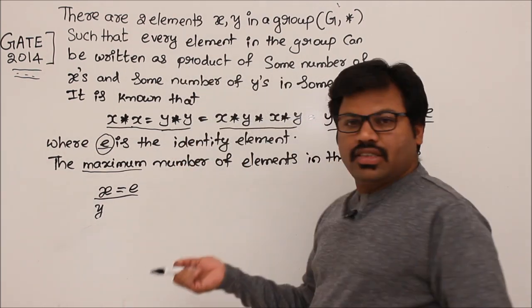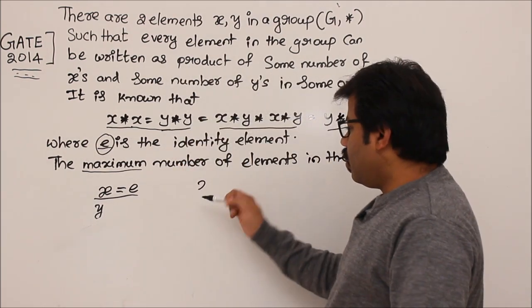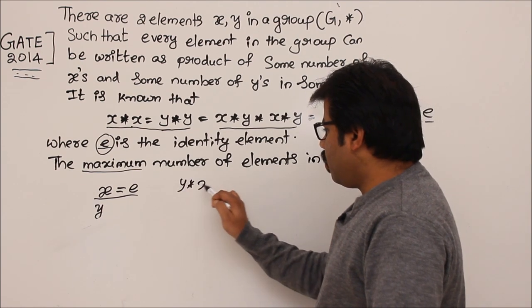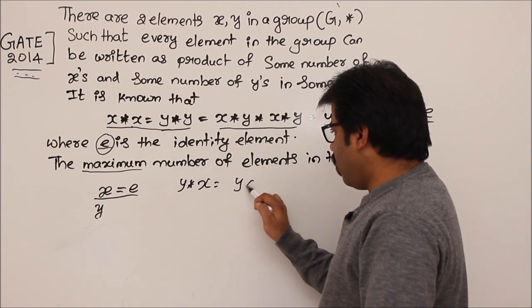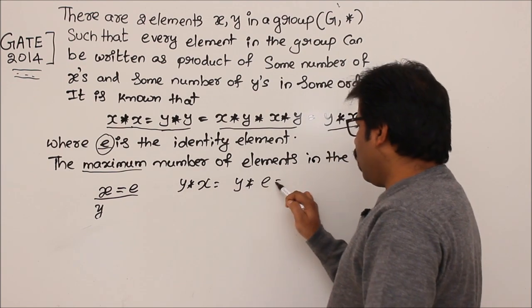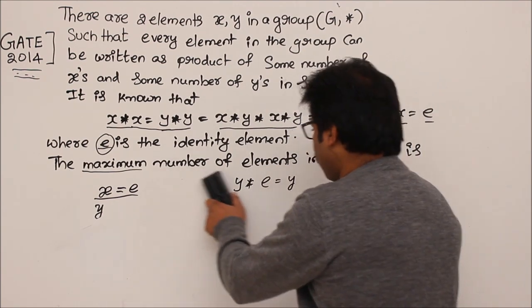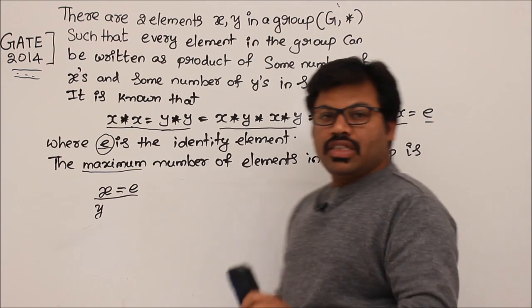What about y star x? I am repeating. y is y, x is nothing but e. y star e is y, but it is already written. So that means there is no possible new two-length string.